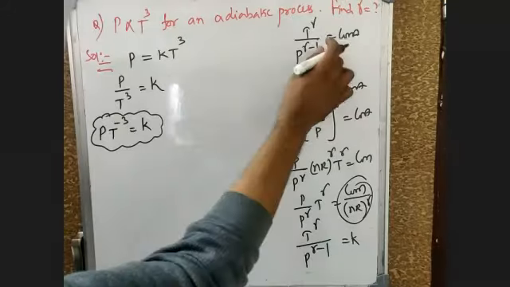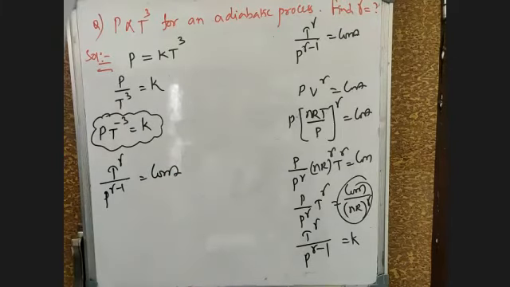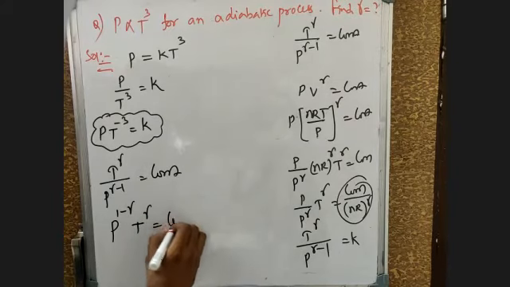I'm just changing this. This value, t to the power of gamma, becomes 1 by p to the power of gamma minus 1, equal to constant. If I take the p above, this will become 1 minus gamma. So I can write this as p to the power of 1 minus gamma, t to the power of gamma is also equal to constant.